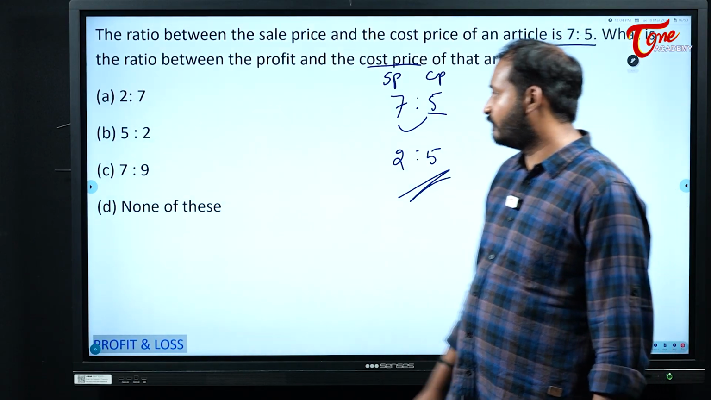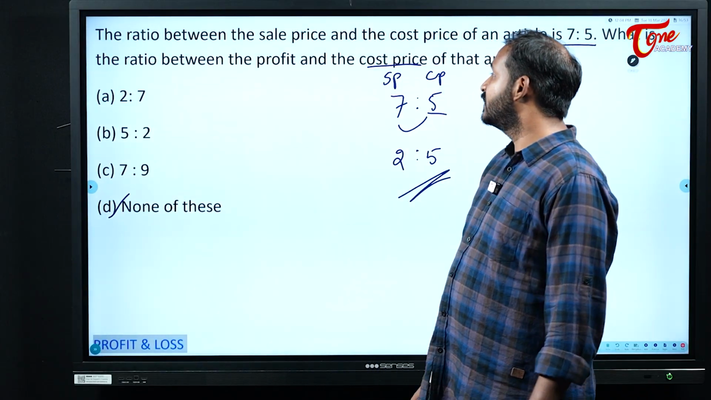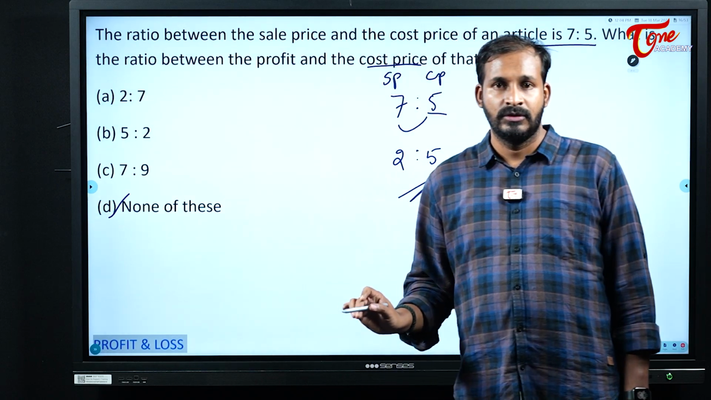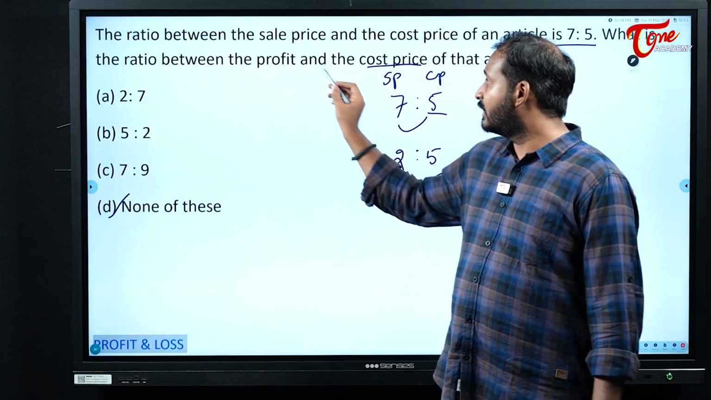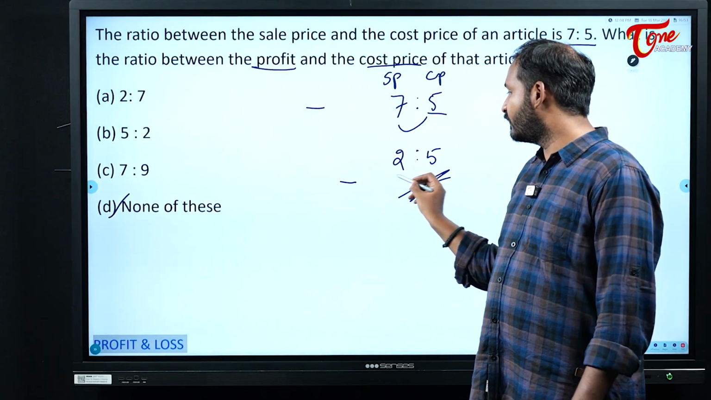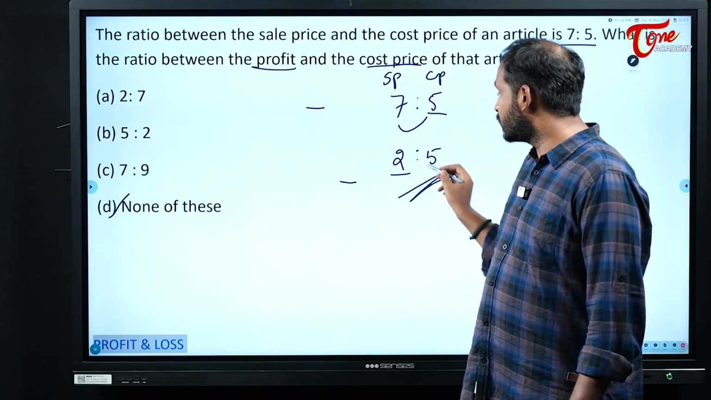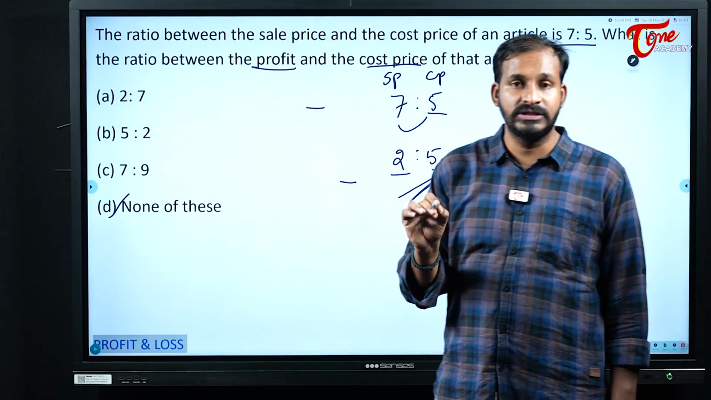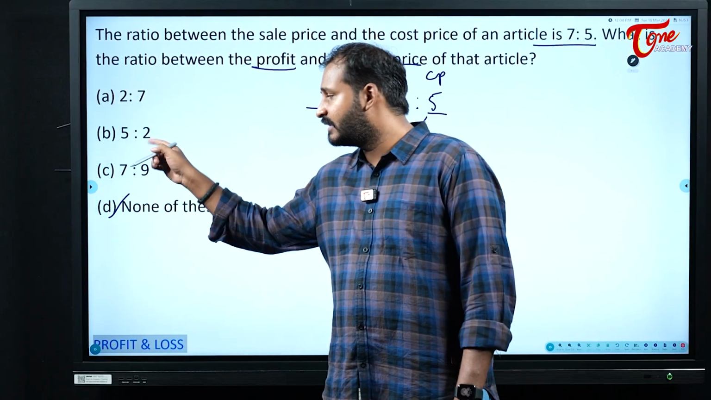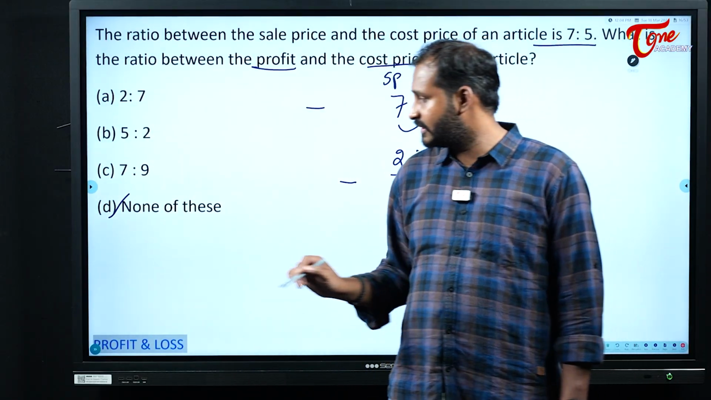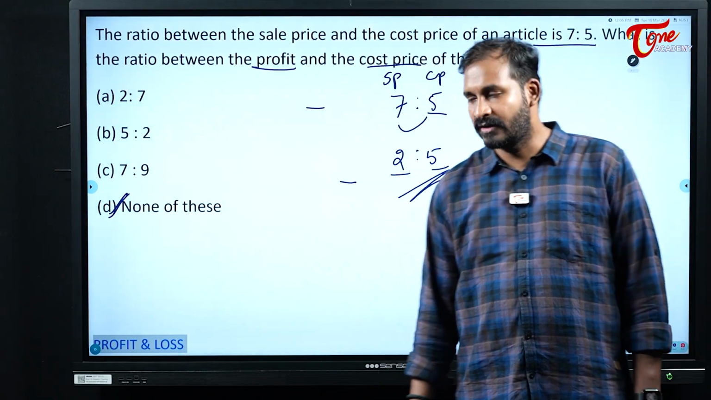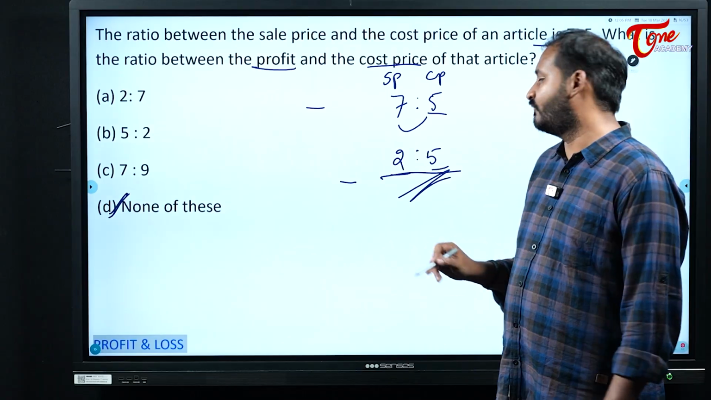So the ratio will become what for us here? 2:5. See students, please be careful. They gave us one option as 5:2. Don't get confused. What is the first thing which we need to write? Ratio of profit and then cost price. What is the profit? We have 2 parts, and what is the cost price? We have 5 parts. So 2:5 is the perfect answer. Please be careful. Don't think that 2:5 and 5:2 are the same. It is not like that. So our answer in this case becomes none of these. The correct answer is 2:5.